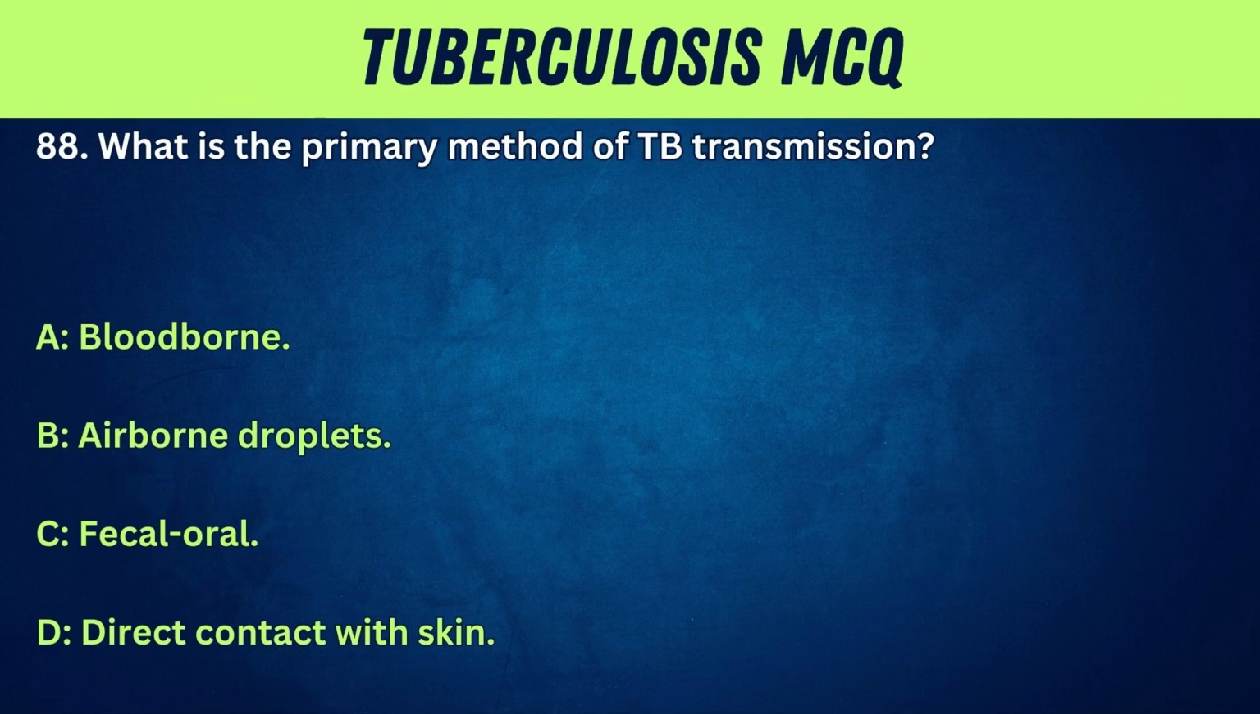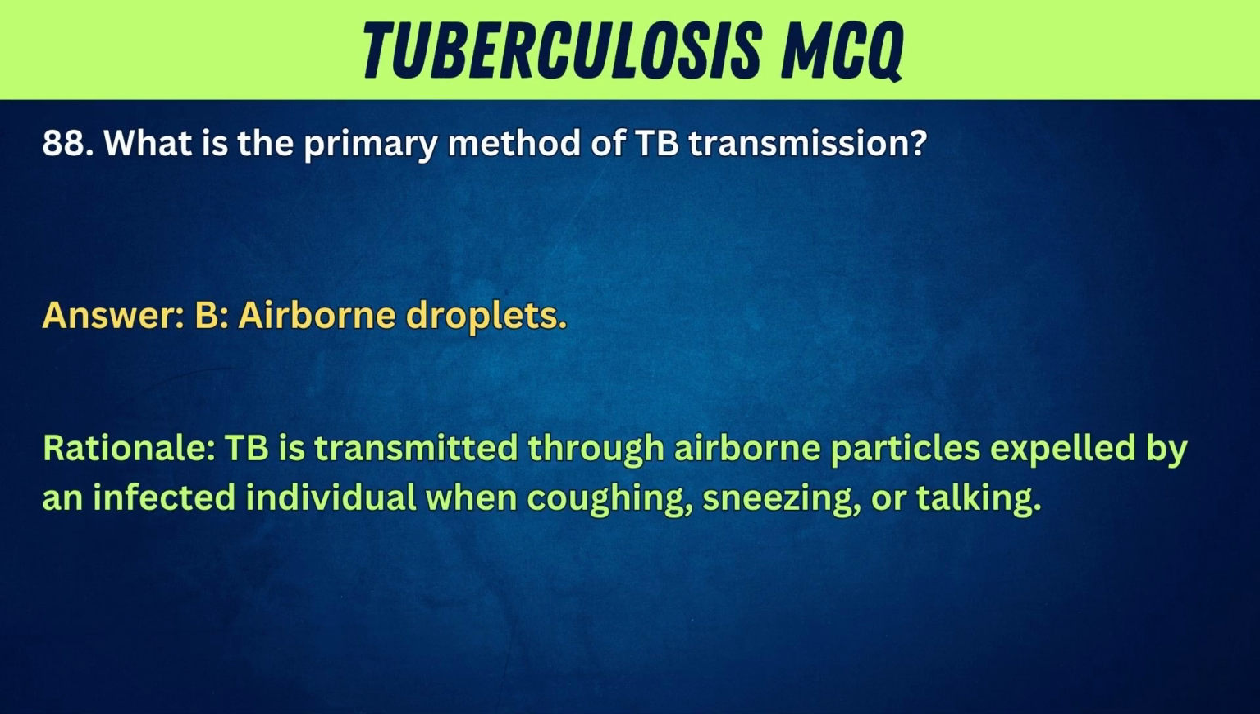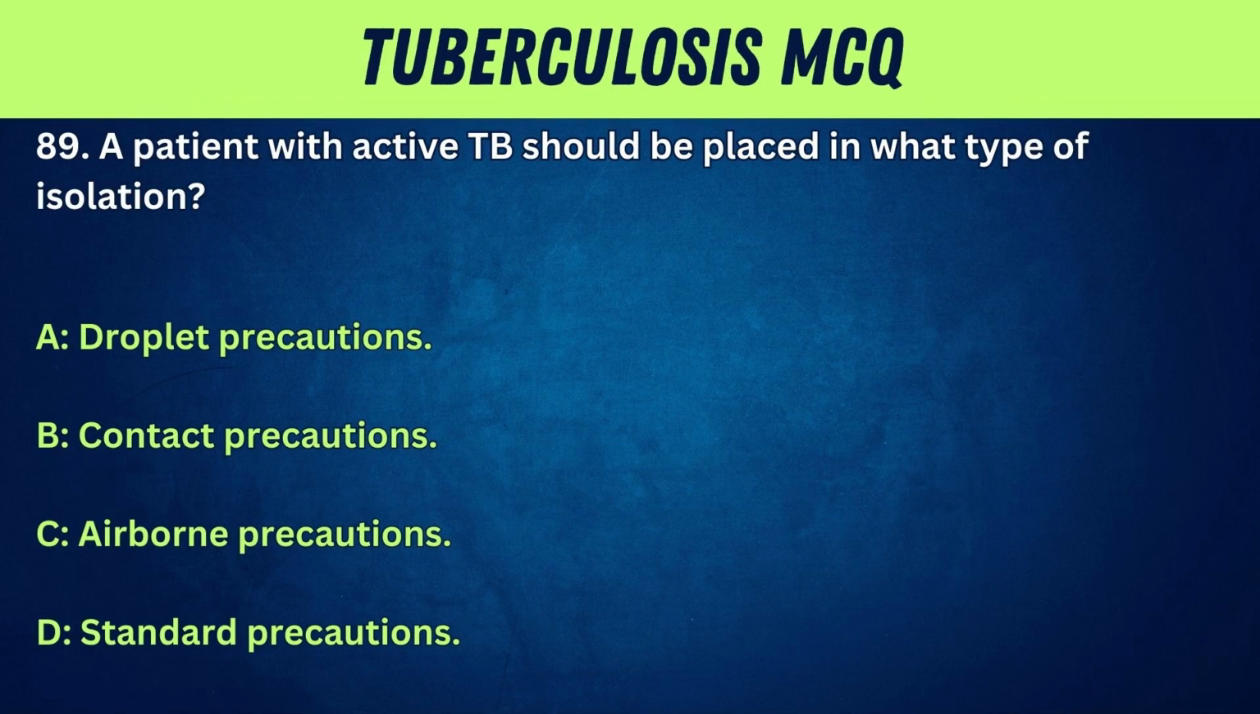88. What is the primary method of TB transmission? A. Bloodborne. B. Airborne droplets. C. Fecal-oral. D. Direct contact with skin. Answer: B. Airborne droplets. Rationale: TB is transmitted through airborne particles expelled by an infected individual when coughing, sneezing, or talking.